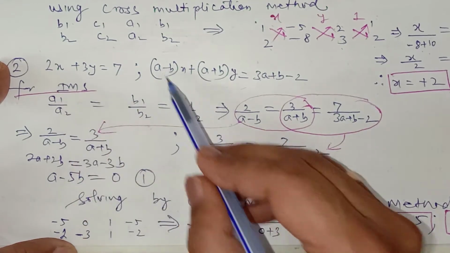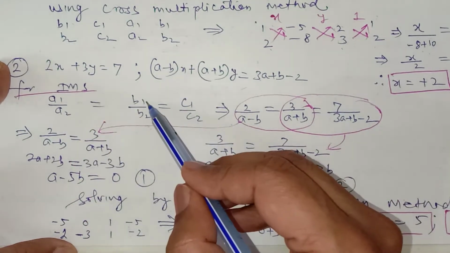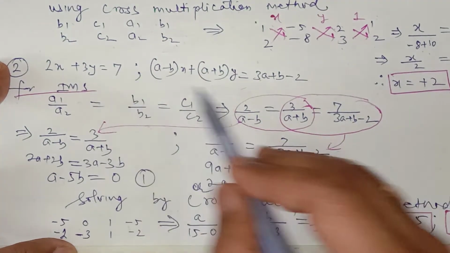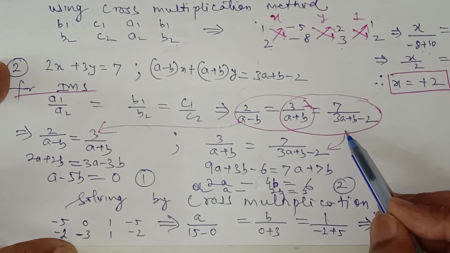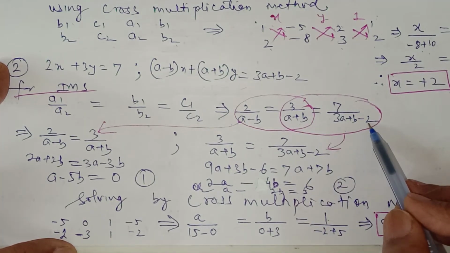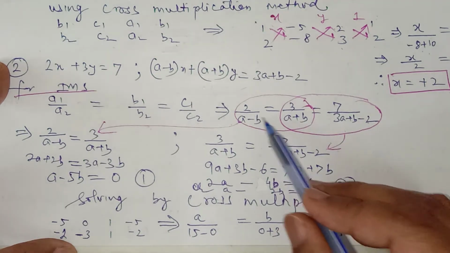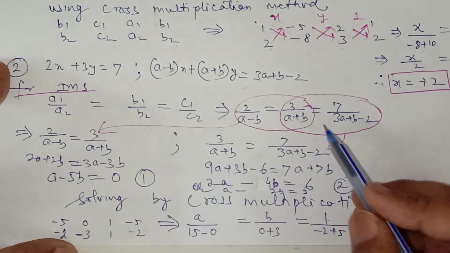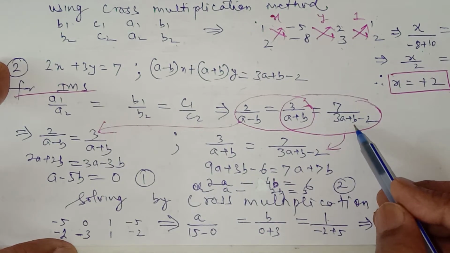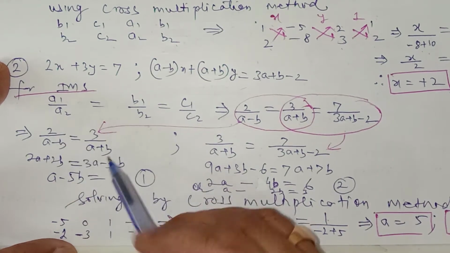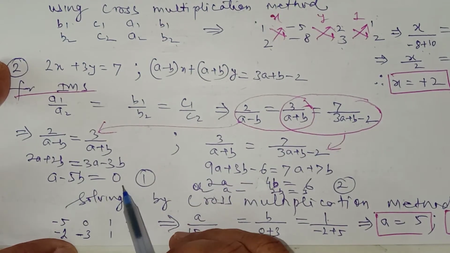So a1 upon a2 is 2 upon a minus b, b1 upon b2 will be 3 upon a plus b, and c1 upon c2 will be equal to 7 upon 3a plus b minus 2. Now you have to use these three expressions to find the value of a and b. Now when these three are equal to each other, you can put this equal to this first of all, then put this equal to this. You'll get two equations. So when you put this equal to this and cross multiply it, you get the equation a minus 5b is equal to 0.